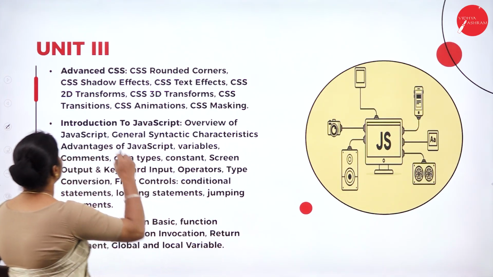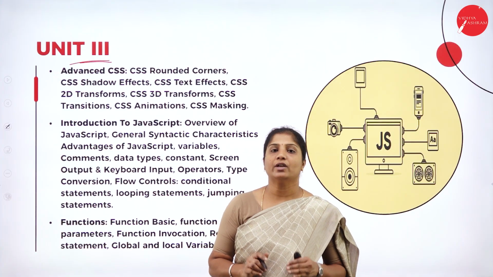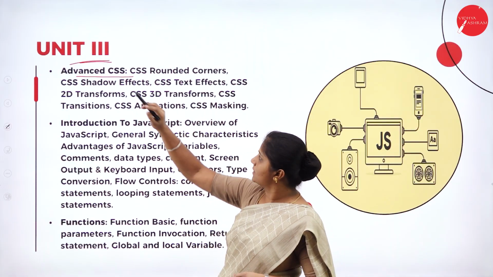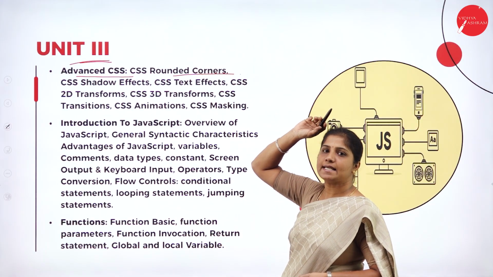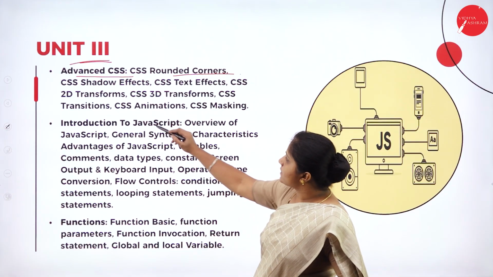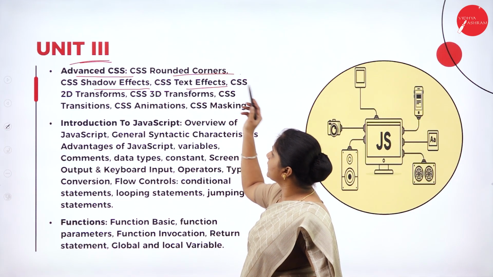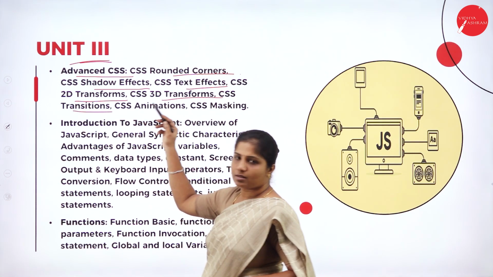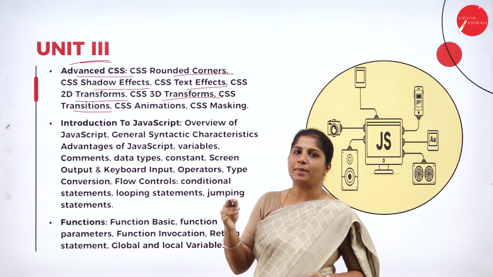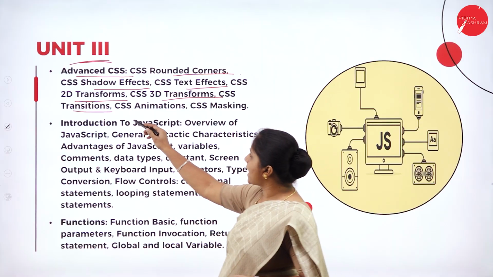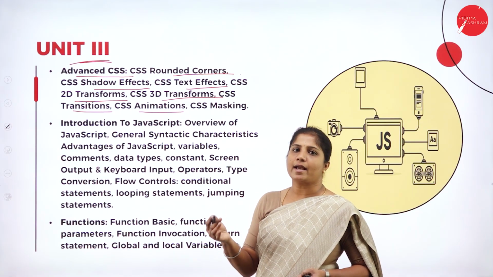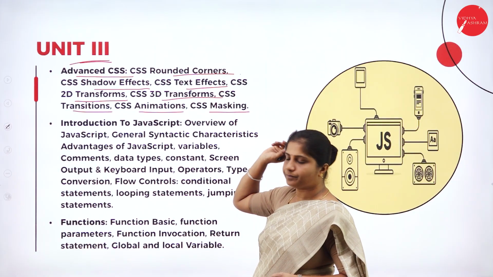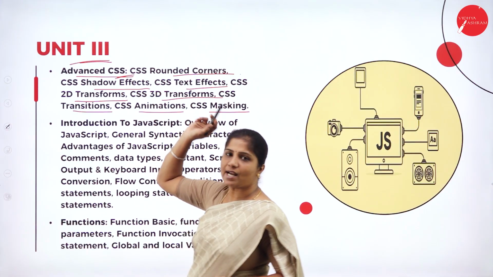Next we will move into unit 3. In unit 3, we are going to study three chapters. The first chapter is advanced CSS. In this, we are going to study CSS round corners, shadow effects and text effects, then 2D transforms, 3D transforms, then transitions, changing the place of an object from one place to another. Then animations, making an animation for an object that is moving. Then masking. These are the things we are going to study in advanced CSS.